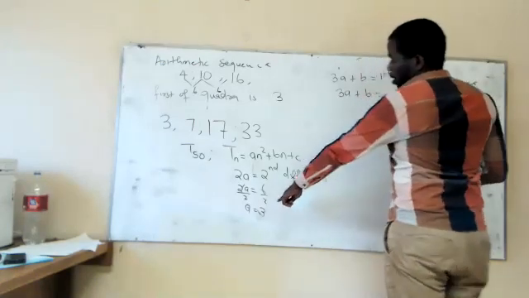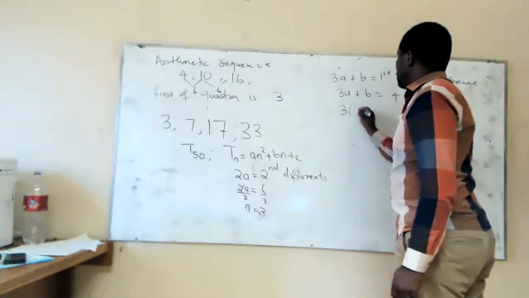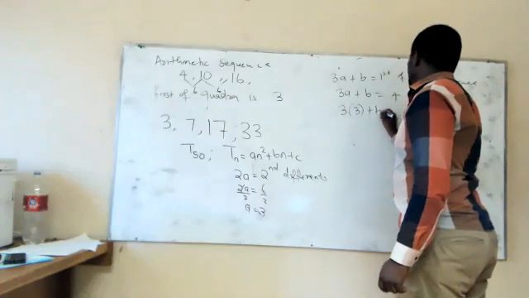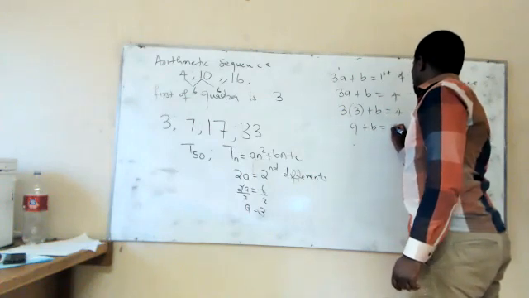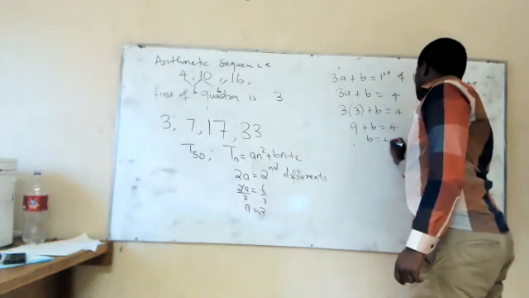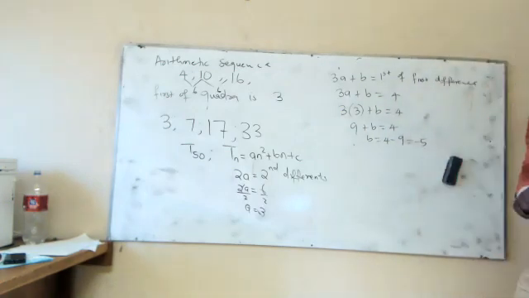But we already obtained the value for A, which is 3. Therefore, it's going to be 3 into 3 plus B, which is equal to 4. And this is 9 plus B, which is equal to 4. Therefore, B will be equal to 4 minus 9, which gives you an answer of -5.